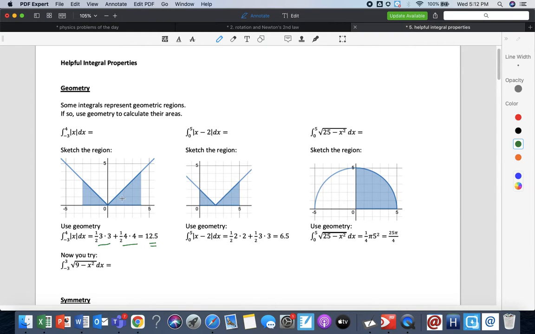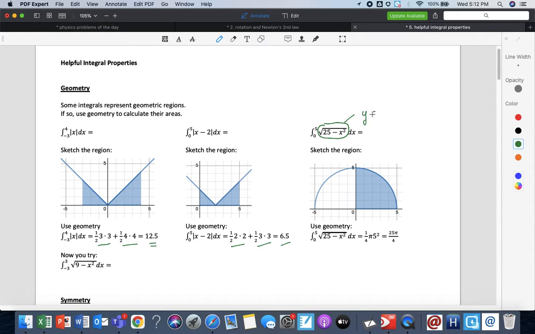Instead, we used geometry. In a similar fashion, here is an integral, the absolute value of x minus 2. It's just the absolute value graph shifted to the right 2. So you could draw a quick sketch. Its bounds are 0 to 5. So now we're getting two triangles whose areas are 1/2 2 times 2 and 1/2 3 times 3, with a result of 6.5.